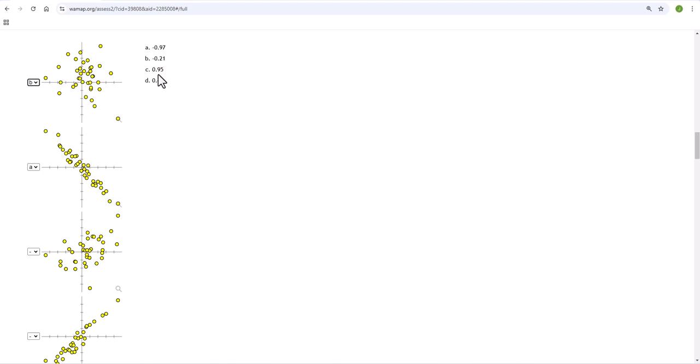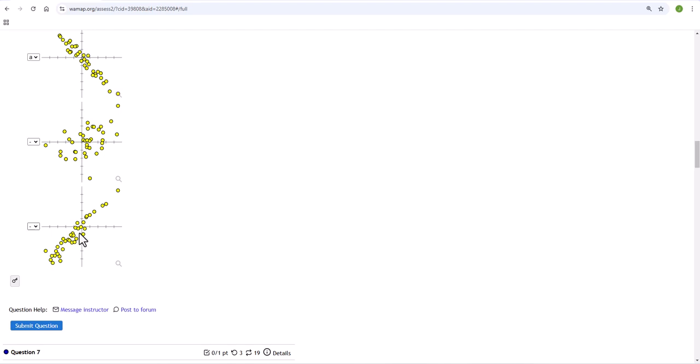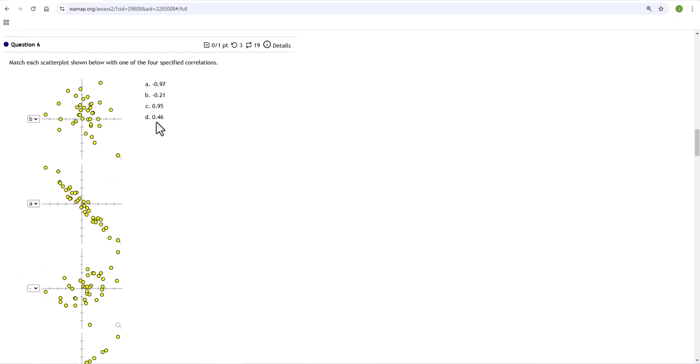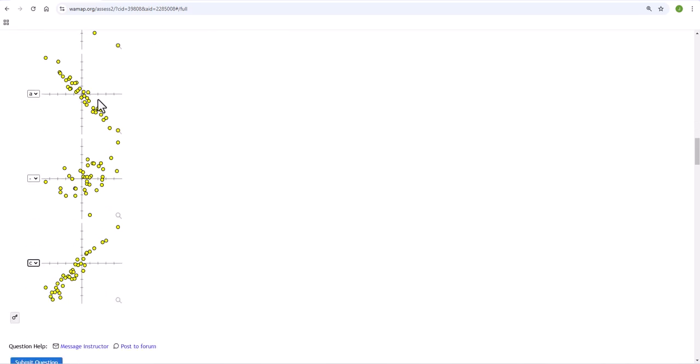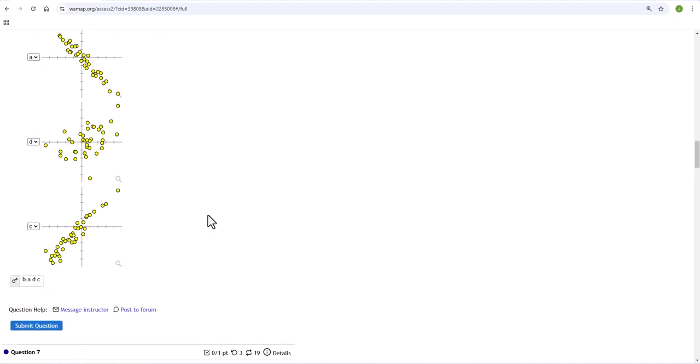And then C, 0.95, so that's a positive, very strong relationship. It's going to look something like this. So this is letter C. And then D, we have a positive relationship, but it's moderate. So we can see here, but we don't have a tight relationship like we do here, or a strong relationship, excuse me. So this one's going to be D. If we click those here, DADC, good job.